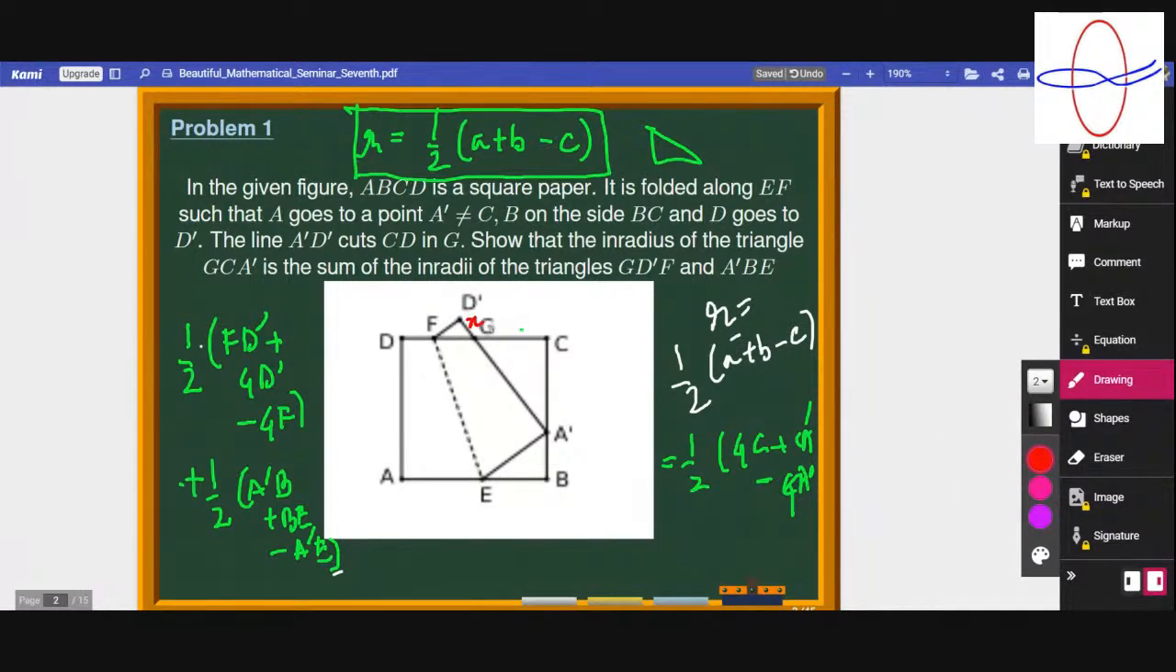Let's call this length x. Let's call this length y. Therefore, this is y. The whole length is 1. Therefore, GA dash must be 1 minus x, right? Because x plus this is this. Let's call this z. This is z. Therefore, this is 1 minus z in that sense.